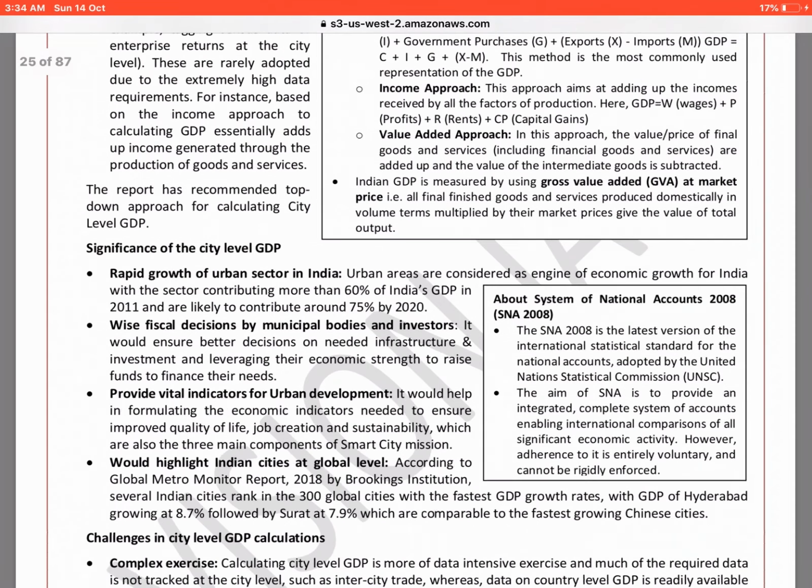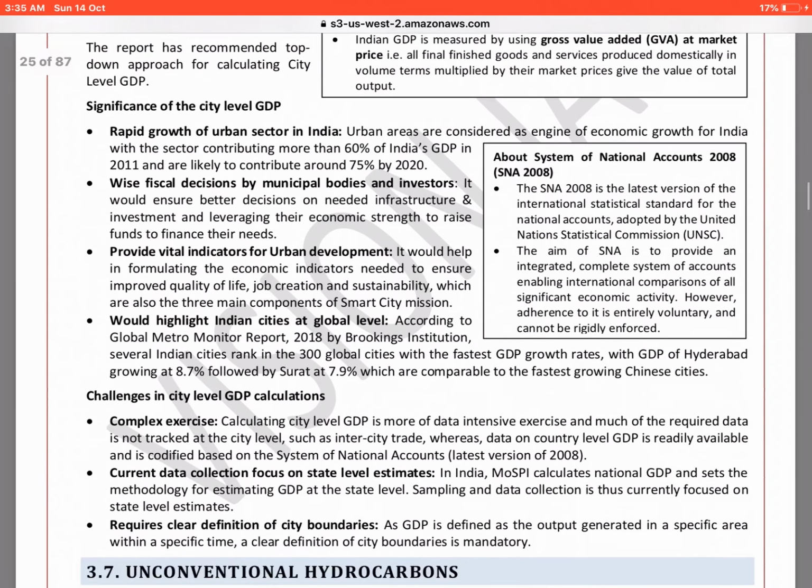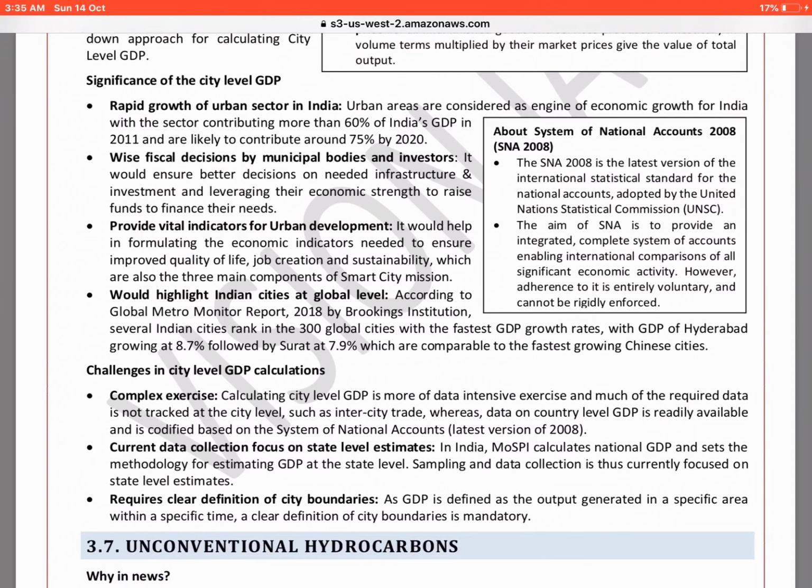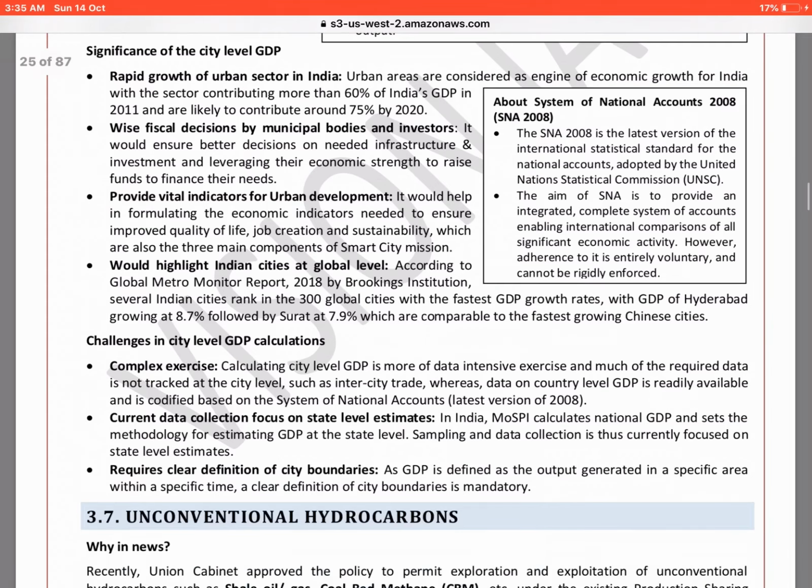in the country. Next is the significance of city level GDP, that I have told you, the rapid growth of the urban sector, because if we know which cities are doing very well and contributing very well, we can help them in improving. And 60% of India's GDP in 2011 was contributed by urban areas, and we have this target that 75% of the GDP will be contributed by urban areas by 2020. So, wise fiscal decisions made by municipal bodies and investors.